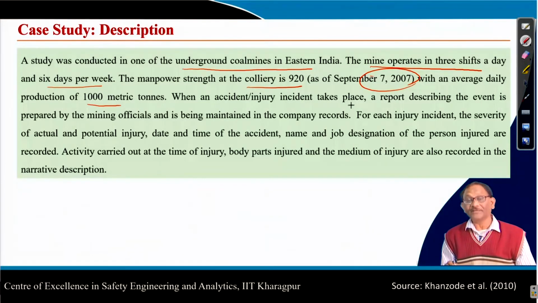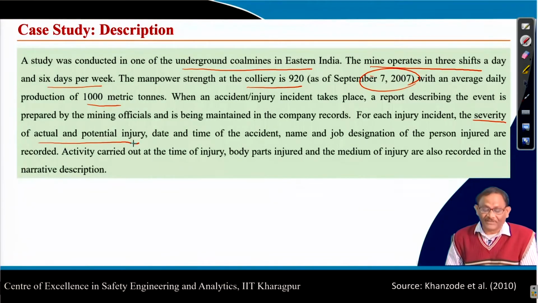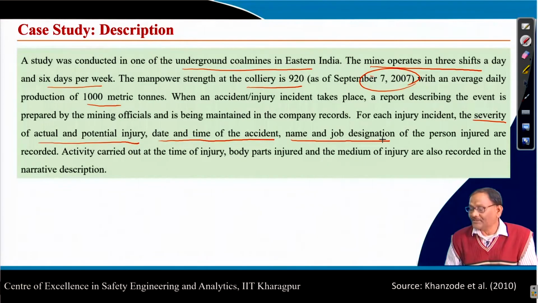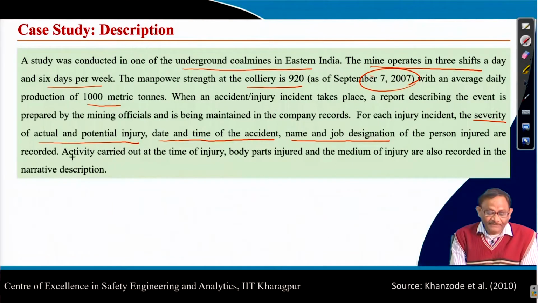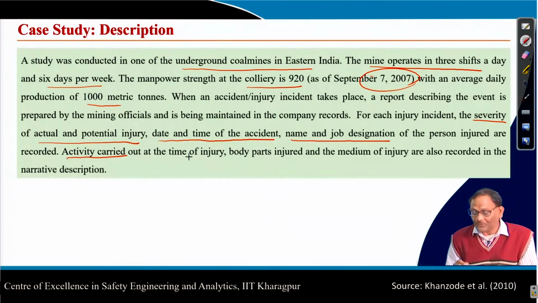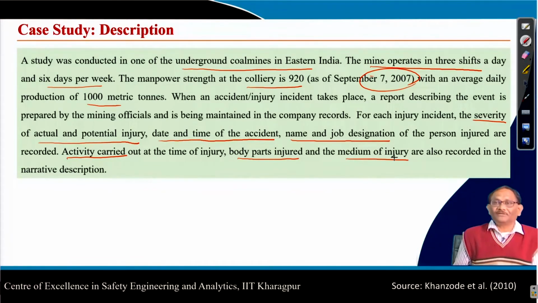When an accident injury takes place, a report describing the event is prepared by the mining officials and is maintained in the company records. For each injury incident, the severity of actual and potential injury, date and time of the incident, name and job designation of the injured are recorded. The activity carried out at the time of injury, which body parts were injured, and the medium of injury are recorded.